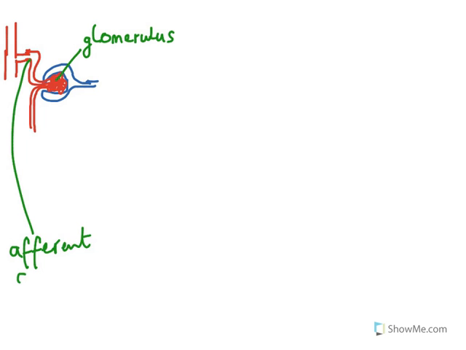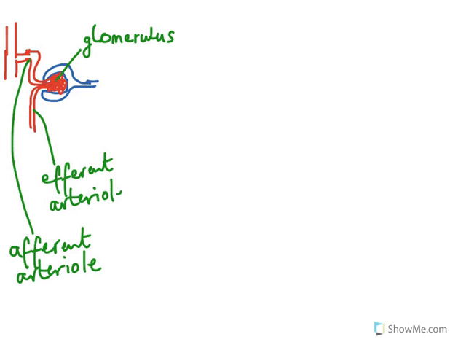Afferent arteriole. You'll notice that the nephron has a lot of not very friendly terms, and this is what we call the efferent arteriole. So blood enters the glomerulus via the afferent arteriole, and it leaves then via the efferent arteriole. Now, one interesting thing about these two arterioles is that the efferent arteriole, so that's this one here, is narrower than the afferent arteriole.